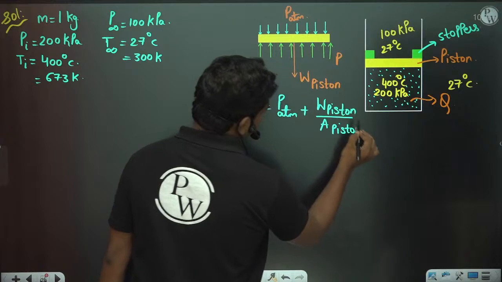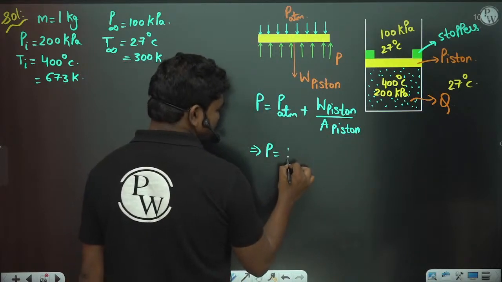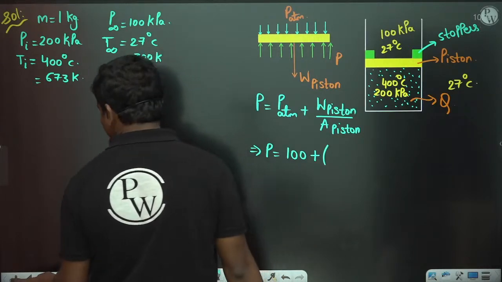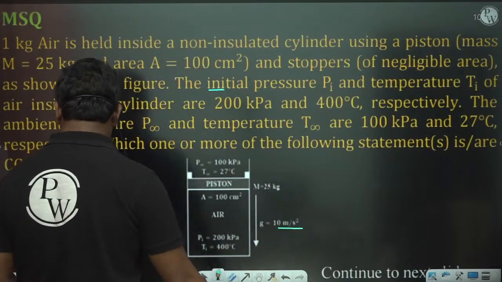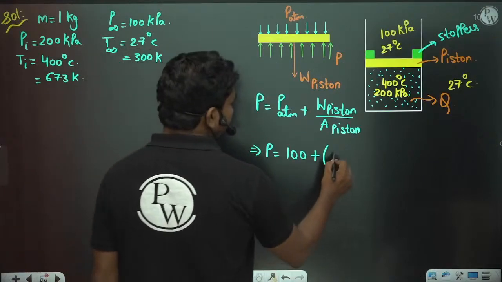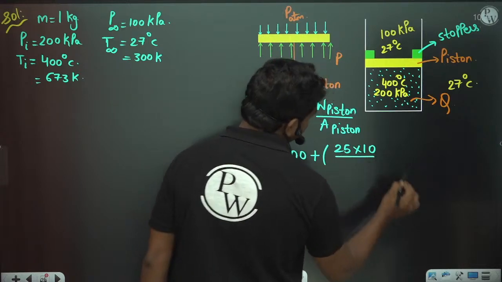Area of the piston. So if you calculate this, your P is equal to 100 kilopascals plus the weight of the piston. So what about the weight of the piston? They have given 25 kgs mass and gravity is 10 meters per second square. Mass of the piston is 25 kgs. So 25 kgs into 10, this is the force in newtons, divided by area.